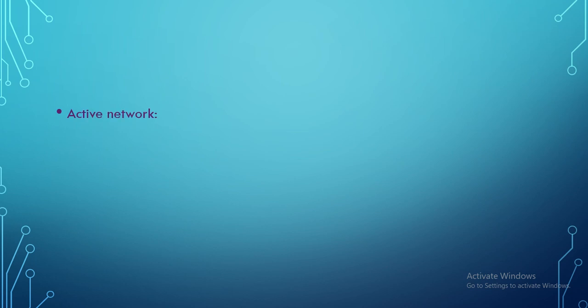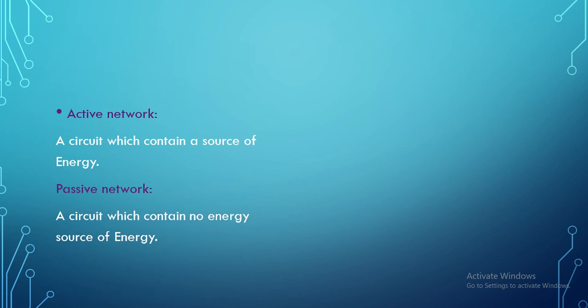Next one is the active network. A circuit which contains a source of energy is called the active network. Voltage and current sources are the energy sources. Next one is the passive network. A circuit which contains no energy source is called the passive network. The passive network consists of resistor, capacitor and inductor.